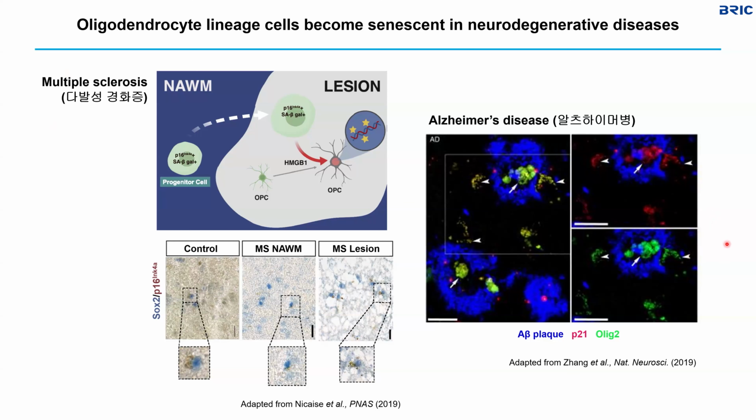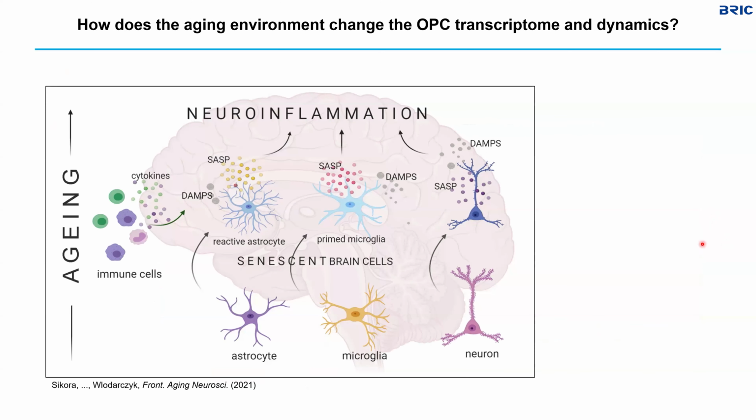Now the question is, what are the cell-intrinsic changes in OPCs that happen in the aging brain? So we know that the aging brain undergoes a ton of neuroinflammatory changes, mostly driven by reactive microglia and astrocytes releasing pro-inflammatory cytokines. And now in that environment, how do OPCs respond and how does that change their cellular behavior?